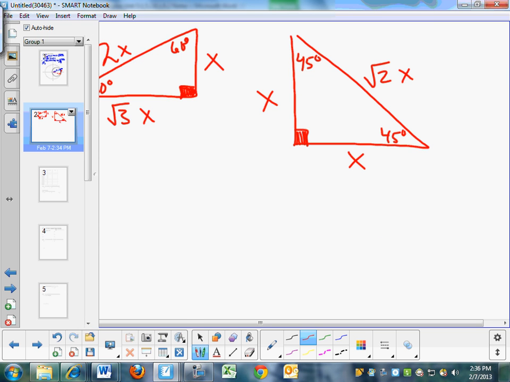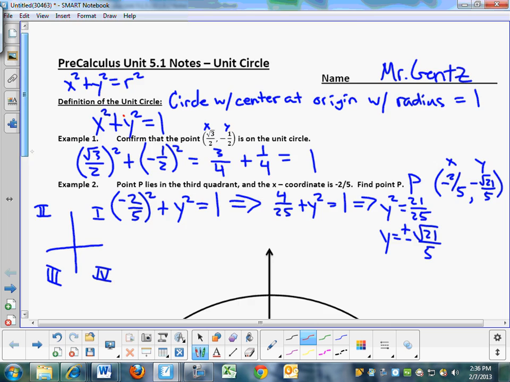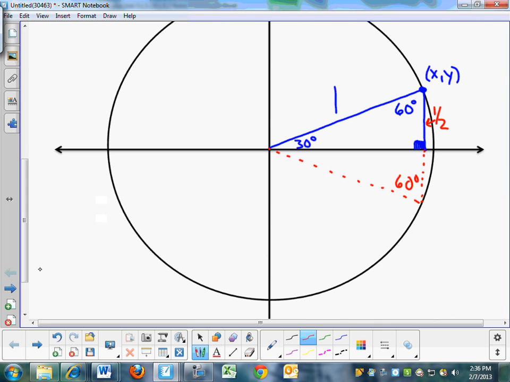Okay, so let's go back to our drawing again. So if I have the shortest side being 1/2, what do I multiply it by to get the other side? Square root of 3. So 1/2 times the square root of 3 would be the square root of 3 over 2. So if I want to locate my coordinate, my point, what's the x value going to be then? Square root of 3 over 2. What's the y value going to be? 1/2.